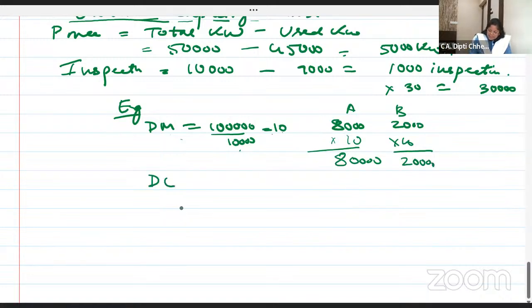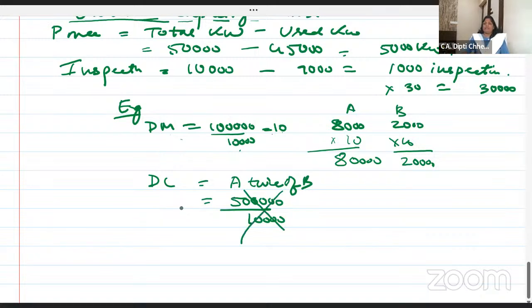Now, suppose I take direct labor. A is using twice the labor of B. Are you getting it? You cannot divide the direct labor cost by the number of units. Say direct labor cost is 5 lakh. If you divide 5 lakh by 10,000, gone.